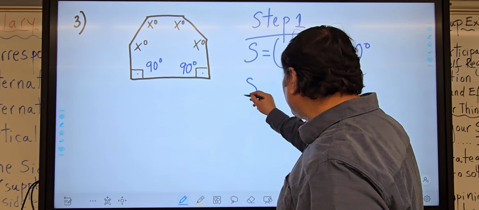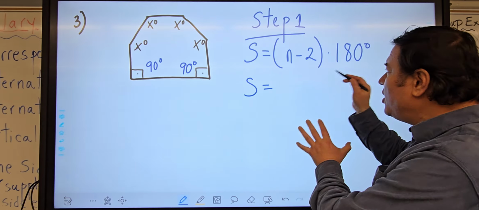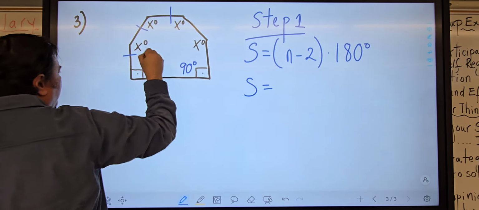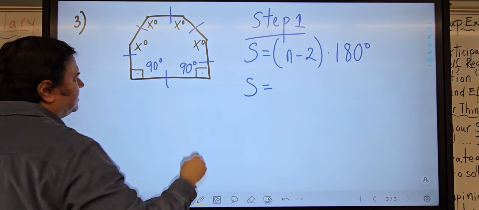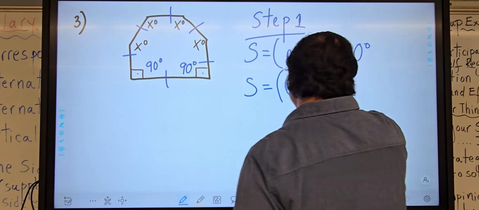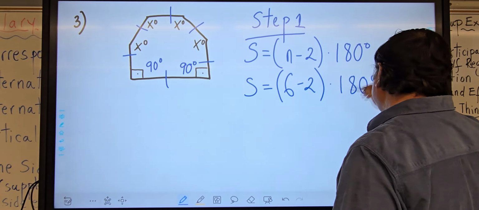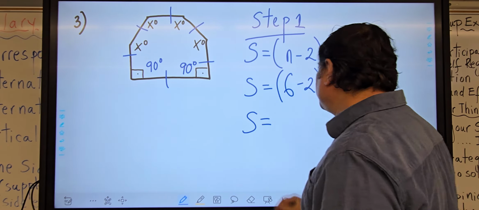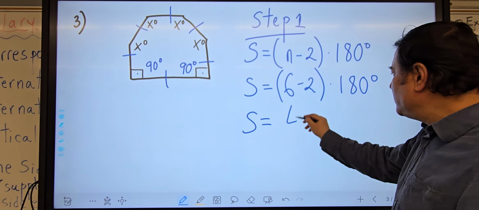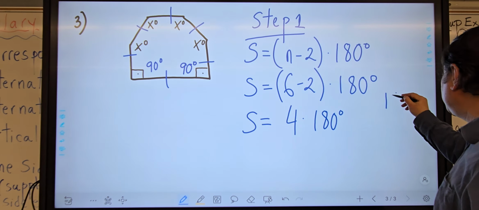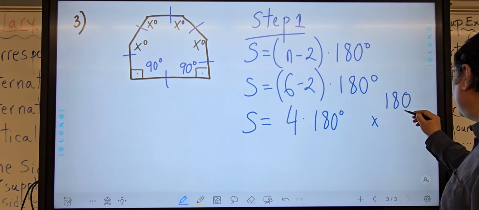So S equals, instead of n, we are going to count all these sides. So we have 1, 2, 3, 4, 5, 6 sides. So again, we have here 6 minus 2 times 180 degrees. 6 minus 2, of course, is 4. So let's multiply 4 times 180 degrees. So we have 180 times 4.